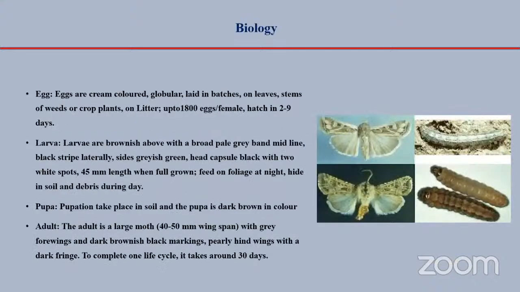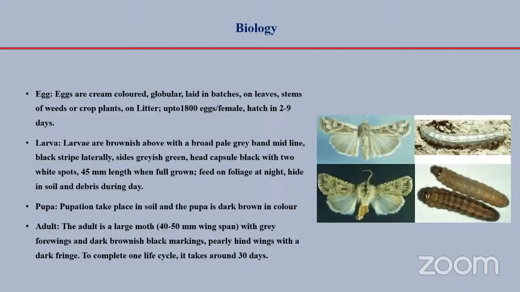So next is the biology of this pest. The eggs that are laid will be cream colored and globular, that is round, and they are laid in batches. They are laid on leaves or stems of their alternate hosts or other crop plants, and also on litter. A single female can lay up to 1800 eggs, and within 2 to 9 days the eggs will hatch.